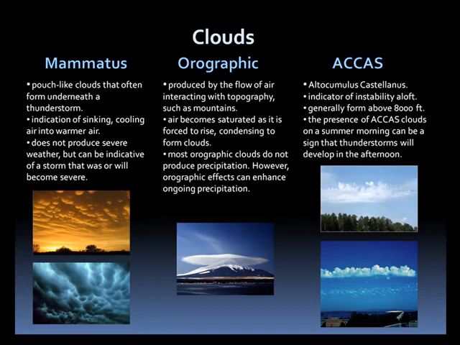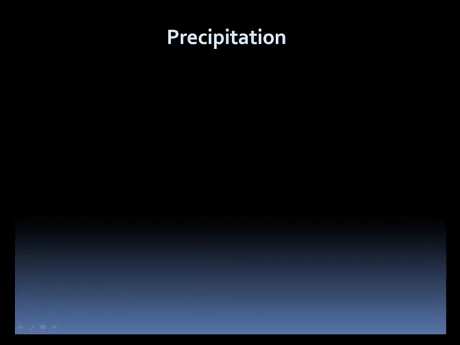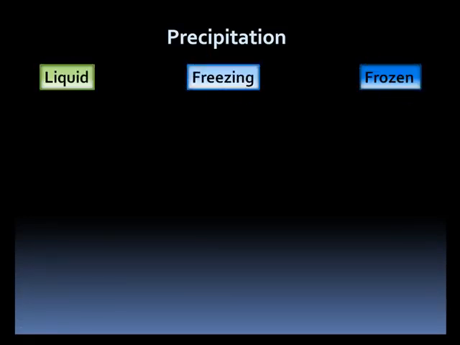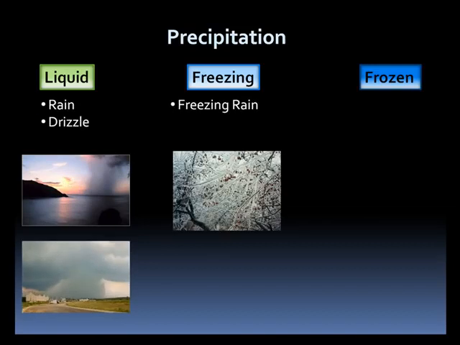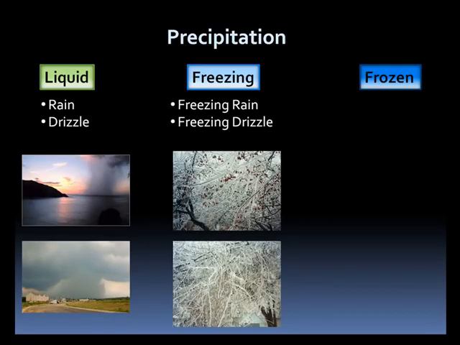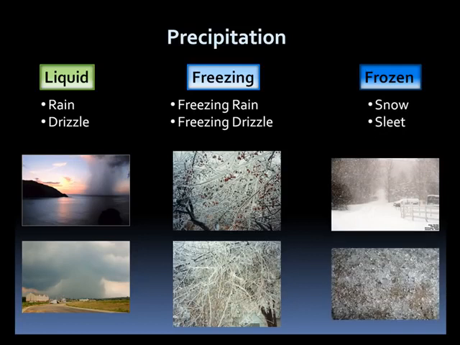Let's investigate precipitation, what causes it, and the varying forms it can take. There are three states that precipitation can take: liquid, freezing, and frozen. Liquid includes rain and drizzle. Freezing includes freezing rain and freezing drizzle. Frozen includes snow, sleet, and hail.